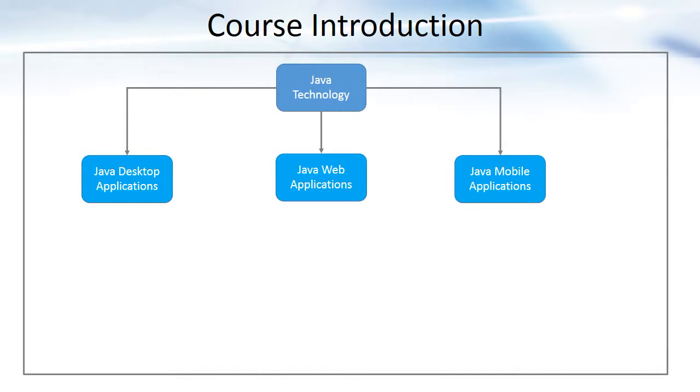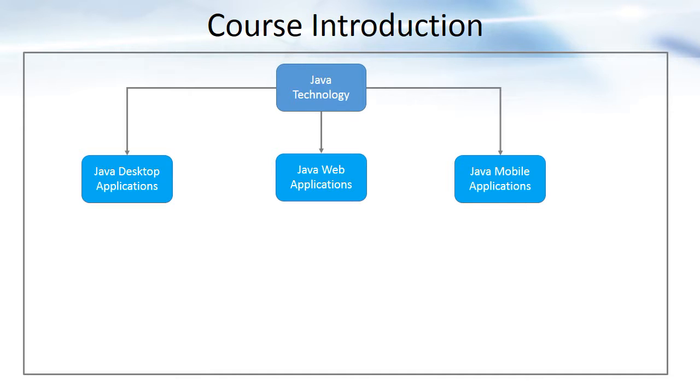You can build Java desktop applications, which are applications that are deployed on client machines. So imagine you have a company with several employees. If you want your employees to use a Java desktop application, you have to deploy this application in each client machine. These Java desktop applications are also commonly known as Swing applications.